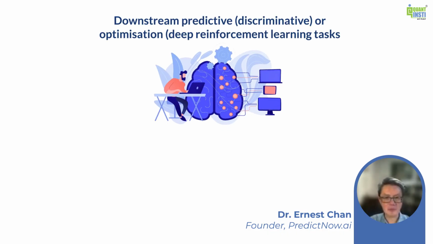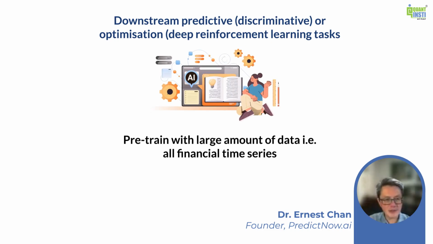For example, using deep reinforcement learning to optimize your trading strategy or optimize your portfolio capital allocation. The procedure typically is you first pre-train your model with a large amount of data. That is the beauty about GenAI, is that you can do this pre-training on data that may not be immediately relevant to you.